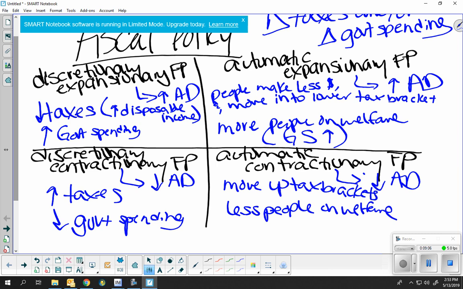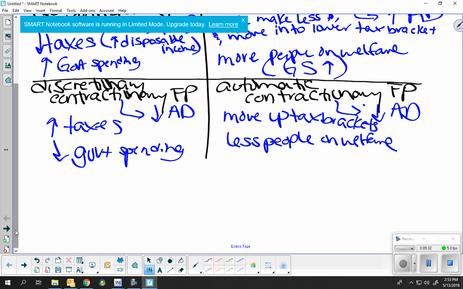Okay. All right, so those are the different types of fiscal policy. It's all centered around either taxes or government spending. It's just, are they doing it on purpose, discretionary? Are they doing it by accident, automatic? Are they doing it to get out of a recession, expansionary? Or are they doing it to get out of an inflationary gap, contractionary? So there you go. Of course, there are short run effects. That was all short run effects.